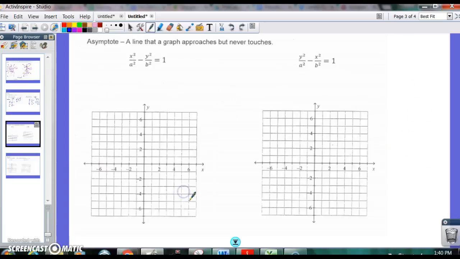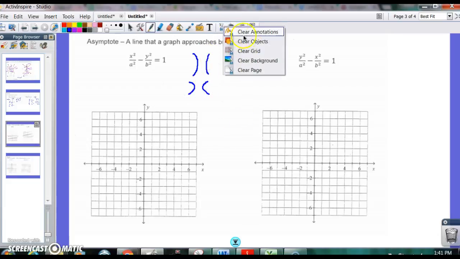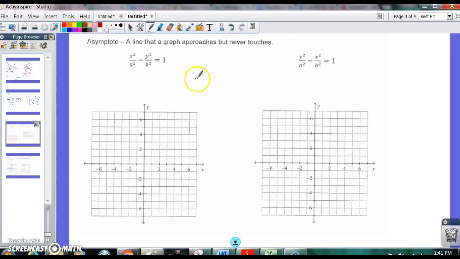Okay, so let's talk about asymptotes. When we graph hyperbolas, the big thing that we need is our asymptotes, which is a line the graph approaches but never touches. And what they do for us is they allow us to figure out where to put our hyperbola. Once you know your vertices, it's hard to figure out: is your hyperbola more shallow like this, or is it more pronounced like that? And that's where the asymptotes are going to help us out.